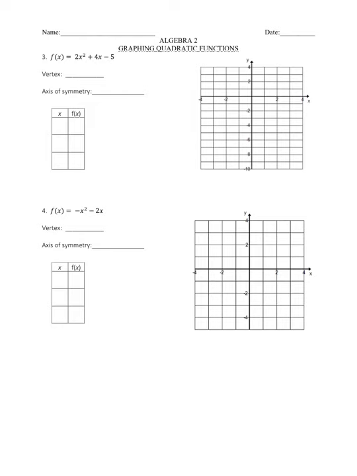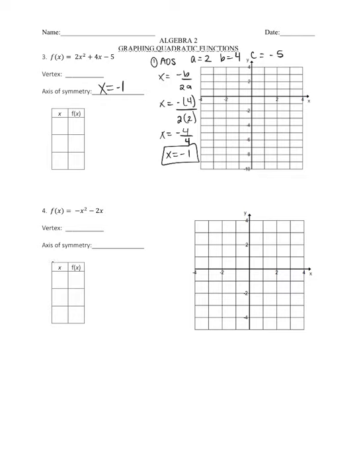So my first step is to calculate the axis of symmetry, okay? And I need to label a is 2, b is 4, and c is negative 5, okay? And then I'm going to plug in. So in this case, I have a negative 4 in parentheses all over 2 times 2, which gives me a negative 4 all over 4, which gives me x equals negative 1. So my axis of symmetry is x equals negative 1.